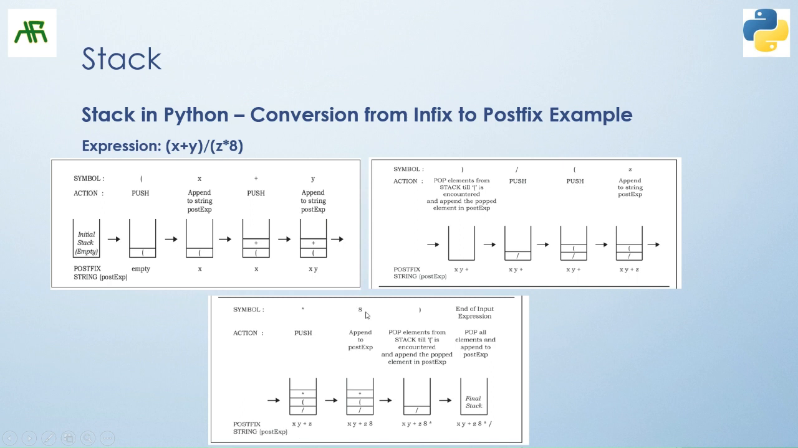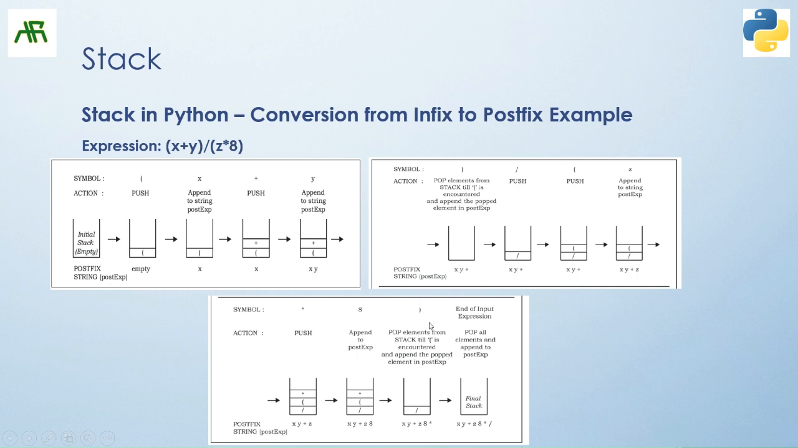Now we are seeing 8 as another operand that is getting added to your expression output string. So you have xy plus z8, and we are waiting for the next character, that is star. Sorry, 8. We completed till 8. Now we are coming across the close parenthesis.